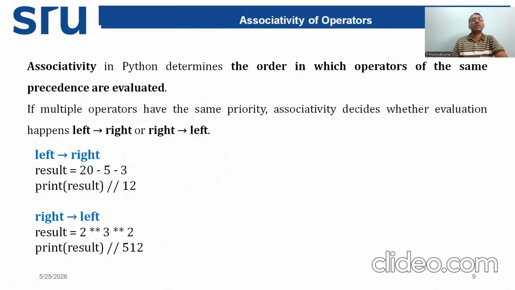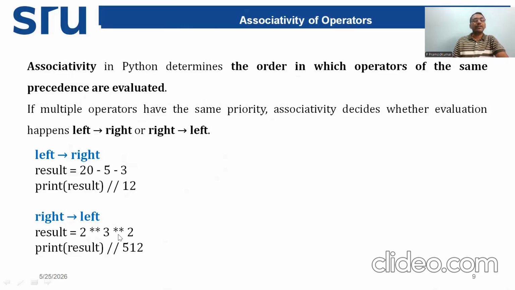That rule is the associativity rule, where the operator encountered at the left side will be applied first, followed by subsequent ones. In this example, the first subtraction operator appears between 20 and 5. Hence, 20 minus 5 is 15. Then 15 minus 3 will be the next operation. Then the result becomes 12.